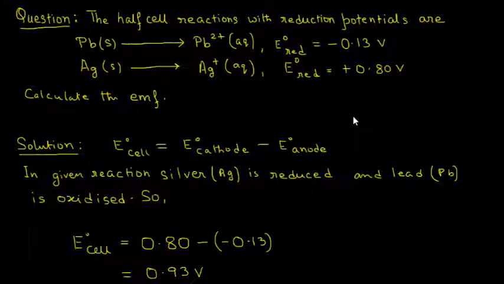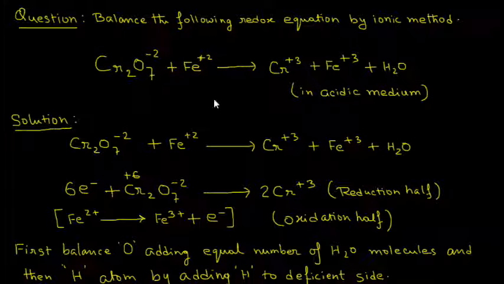So let us solve a few more questions. The question is, balance the following redox reaction by ionic method: Cr2O7 2 minus plus Fe 2 plus gives Cr 3 plus plus Fe 3 plus plus H2O in acidic medium. So step 1, we just write the equation whatever is given in the question, and in step 2 we write the reduction half.